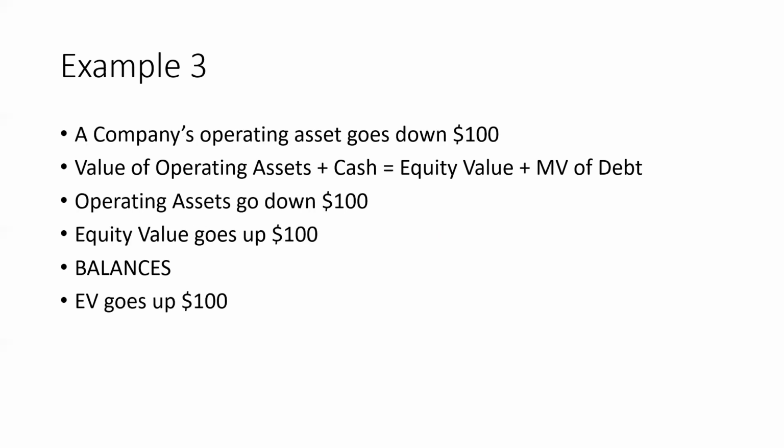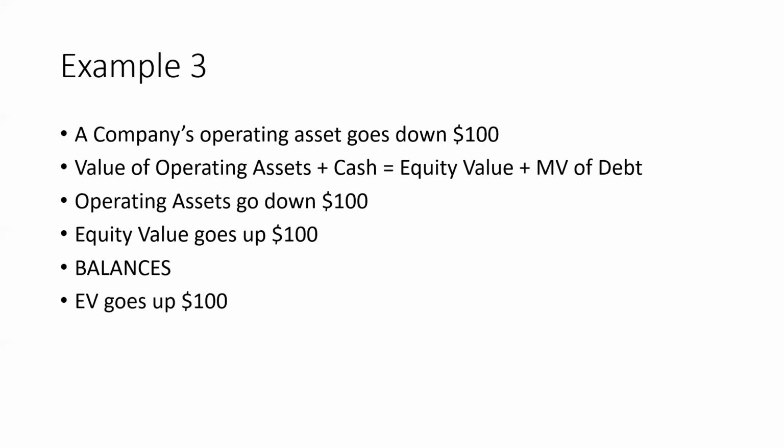So example 3, a company's operating asset goes down by $100. Let's say a factory burns down. Operating assets go down by 100, and similar to our flood analogy, equity value is going to take the hit first. So equity value goes up 100.